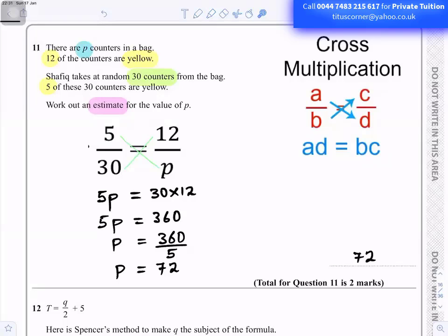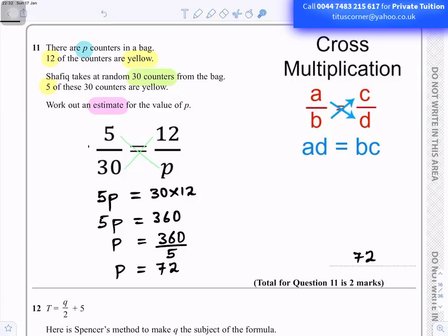Question number 11. There are P counters in a bag. 12 of the counters are yellow. Shafiq takes at random 30 counters from the bag. 5 of these counters are yellow. Work out an estimate for the value of P. So we want to use cross multiplication. I've put it on the top right there. The method of cross multiplication says if A divided by B is equal to C divided by D, then A times D is equal to B times C.